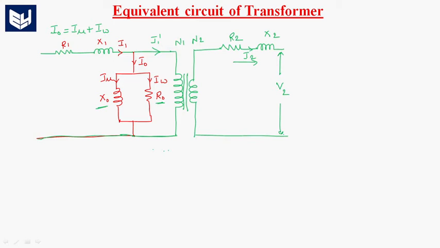Whenever we refer all the parameters to either side of the transformer, what happens? Referring all the parameters to either side of the transformer means that now I will refer the entire equivalent circuit to the primary side.